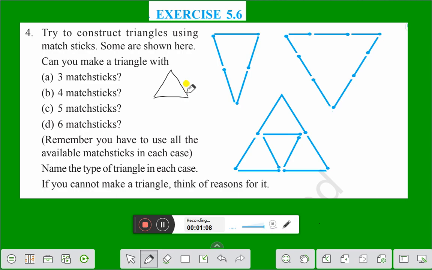One matchstick is here. 1, 2, and 3. That means we can make a triangle with the help of 3 matchsticks. And what is the name of the triangle? You see that all the sides are same. This side, this side, this side are same. Therefore it is known as equilateral triangle. It is known as equilateral triangle because all the sides are same.